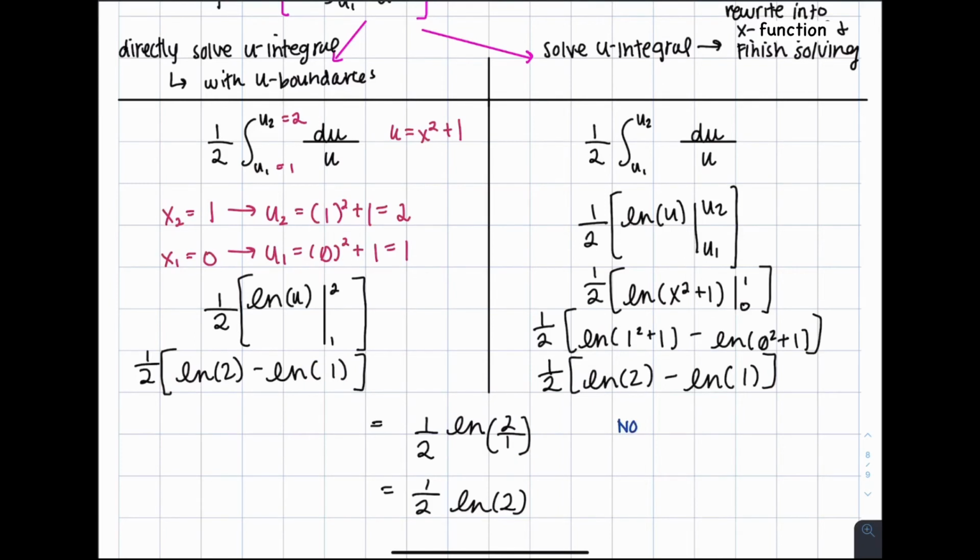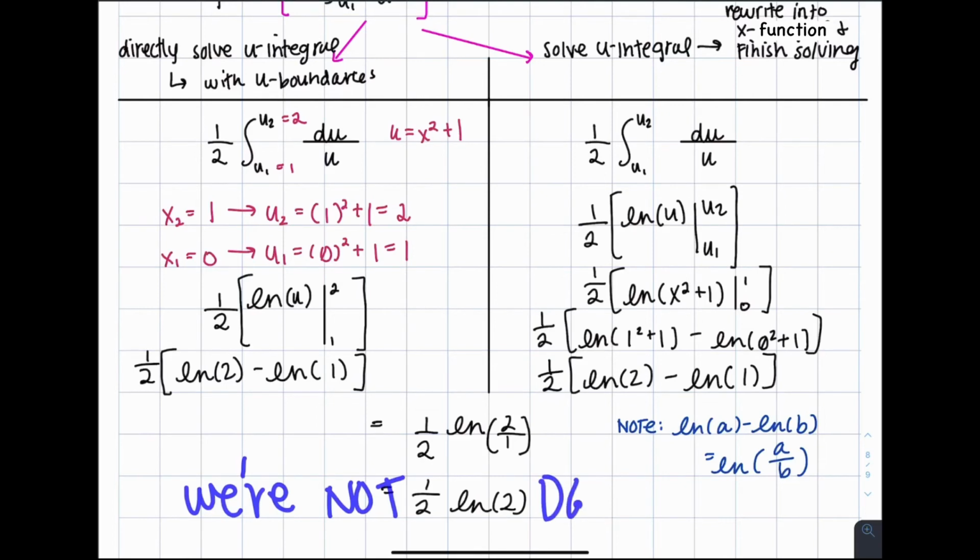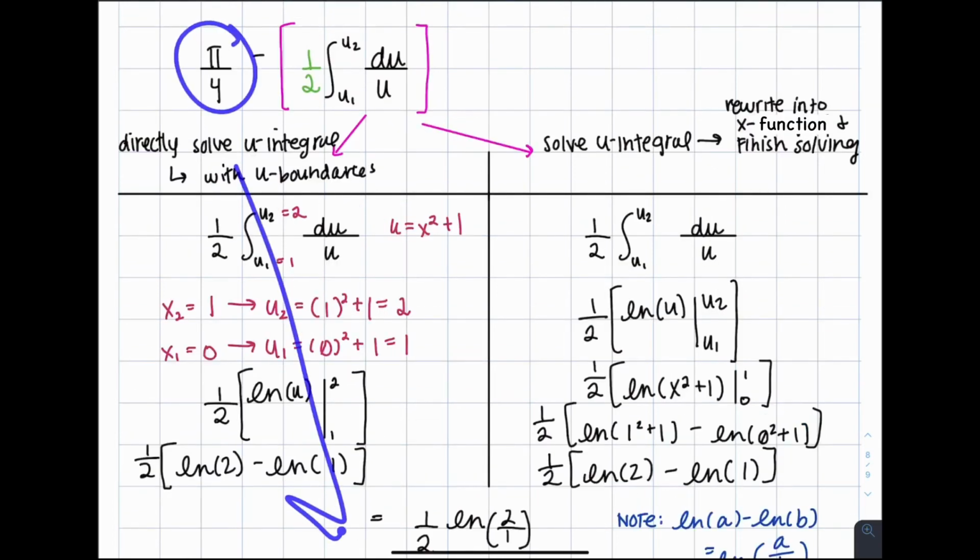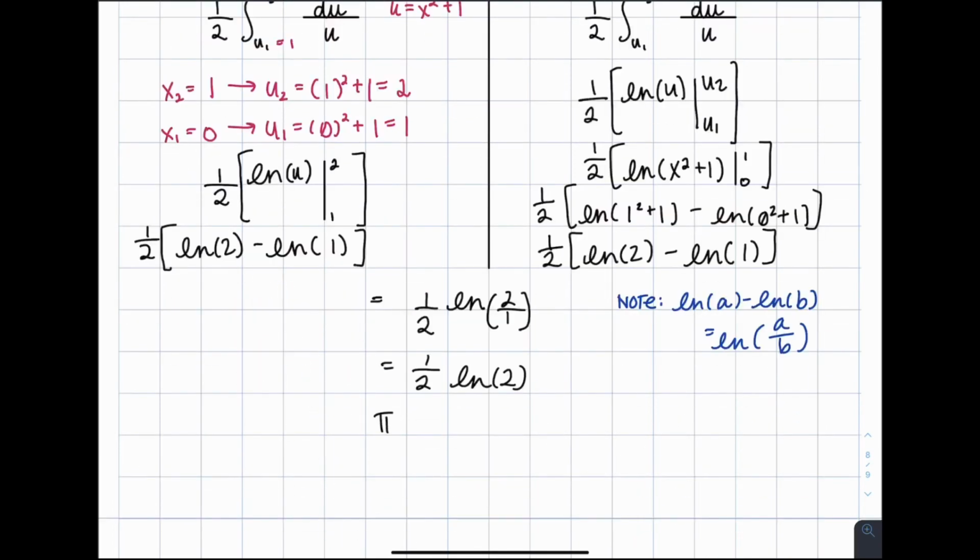A quick note and friendly reminder that the natural log of a minus the natural log of b equals the natural log of a over b. Hence why we end up with 1/2 of natural log 2. While we want to celebrate all this hard work, don't forget that we are not done because we can't forget our pi over 4. So putting everything together, we end up with pi over 4 minus the 1/2 natural log 2, and that is our final answer.